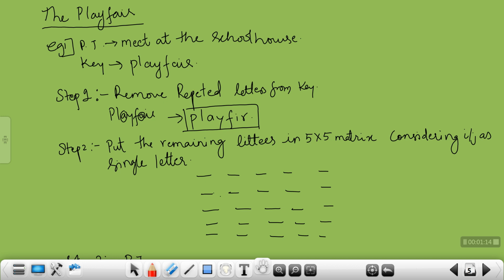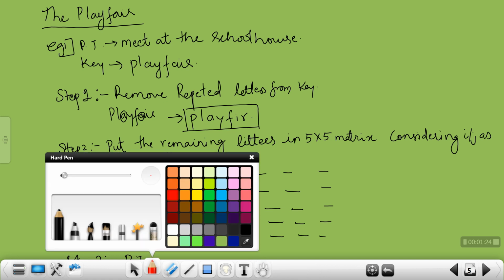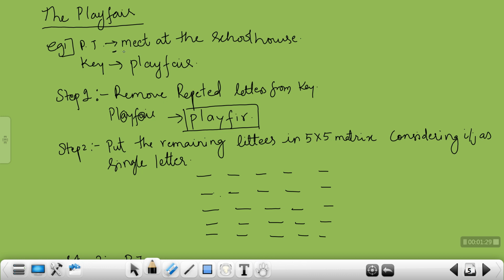Let's jump into an example directly to check what this algorithm is about. In the example, your plain text will be provided to you. Over here, the plain text is "meet at the schoolhouse", and a key will be provided to you. In this example I have taken the key as Playfair only. The key is provided to you in the form of text.